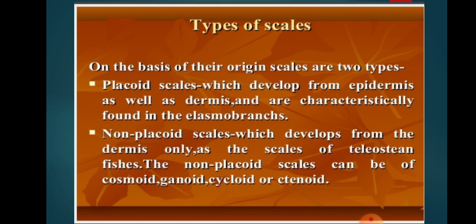First of all, types of scales. On the basis of their origin, the scales are divided into two types: placoid scale and non-placoid scale. Placoid scales are formed from the epidermis as well as the dermis and are characteristically found in all elasmobranch fishes, and non-placoid scales develop from the dermis only, as the scales of teleostean fishes. The non-placoid scales can be cosmoid, ganoid, cycloid or ctenoid types.